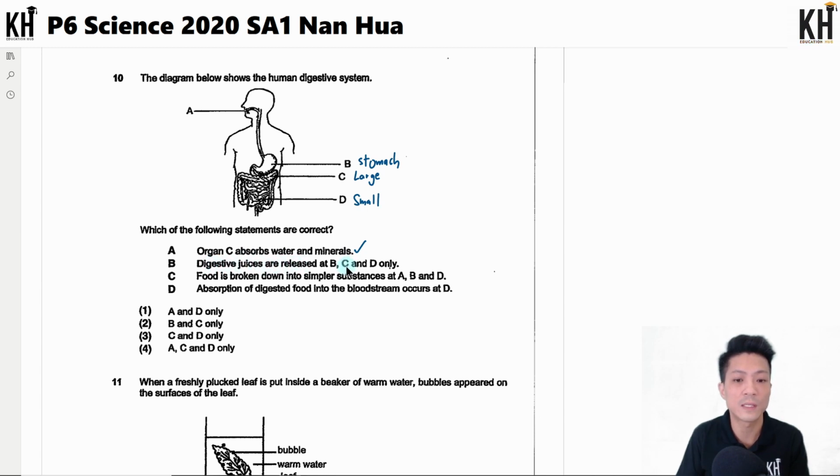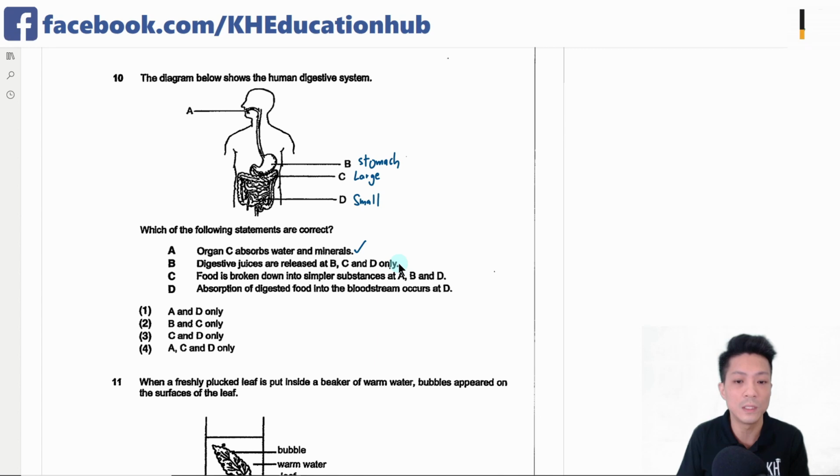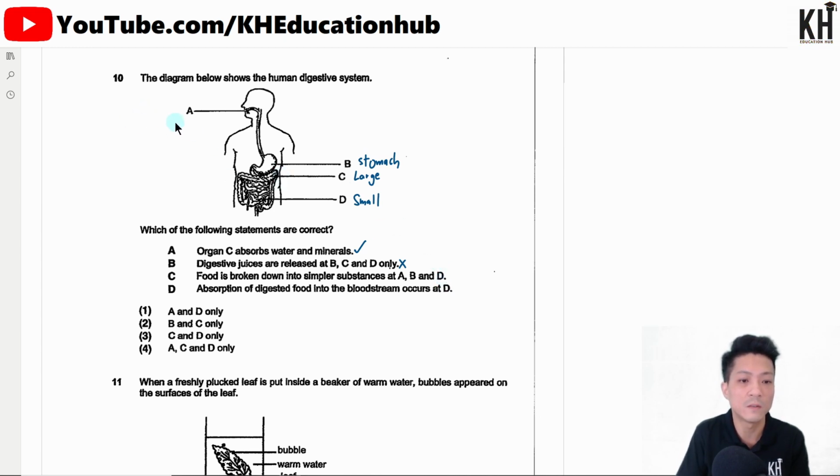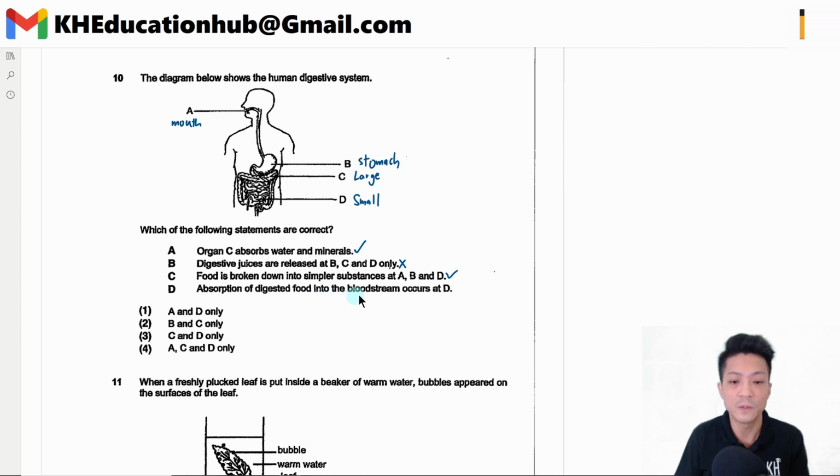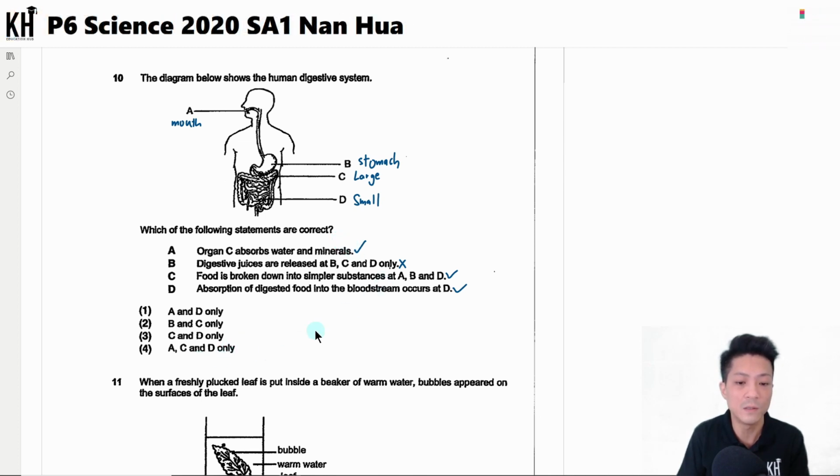Digestive juices are released at B, C, and D only. Not at C. Food is broken down into simpler substances at A, B, and D. So A, B, and D. A is the mouth. Yep, correct. For D, absorption of digested food into the bloodstream occurs at D, the small intestine. So the answer is probably A, C, and D, which is number 4.